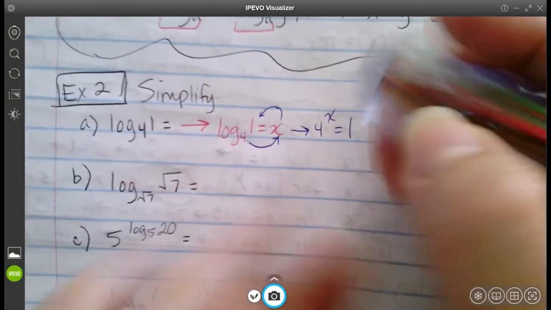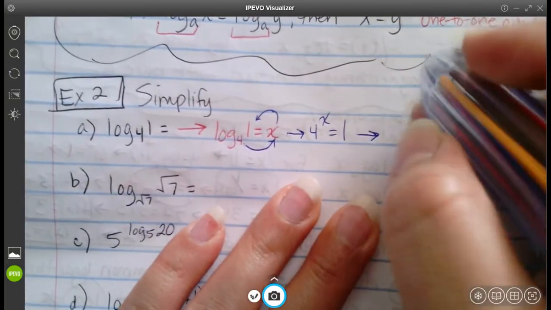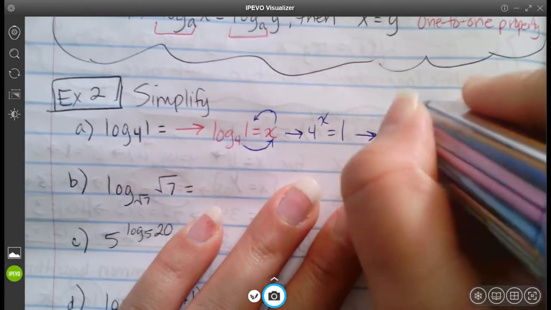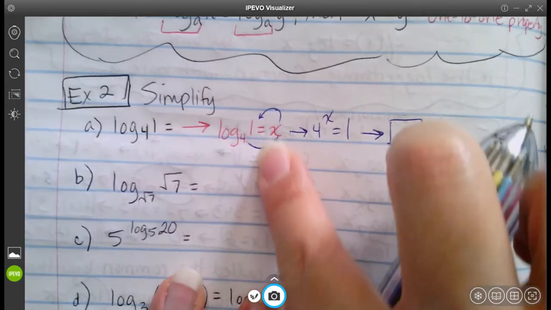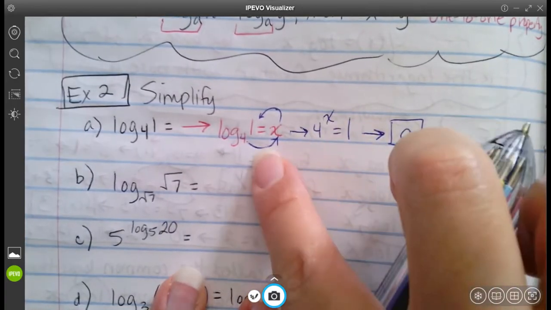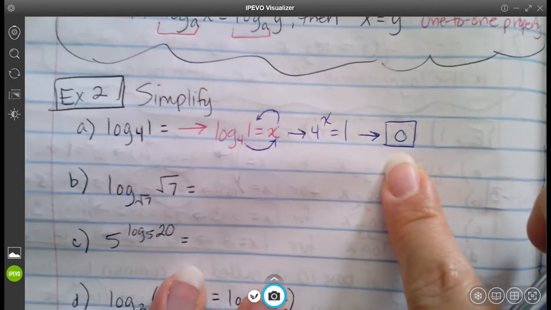So that means in this case, this whole thing is just going to be equal to 0. I'm not going to put x because technically there was no x to begin with. I just used the x to help me get from this point to this point. Okay, so this one's going to be 0.